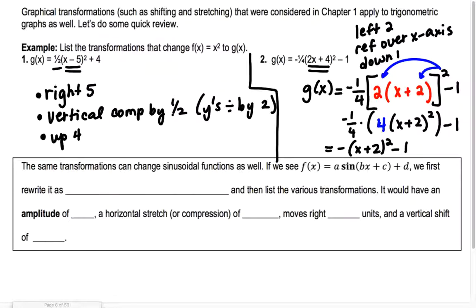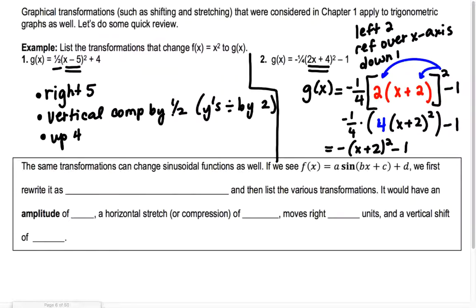Okay, so the reason we talk about that in Algebra 2 and also Precalc is because we use this when we talk about other functions as well. So sine and cosine, we have to do that. If you guys don't do that, you're going to get all your answers wrong. So we have to pull out the common factor on the inside. Okay, so it says the same transformations can change sinusoidal functions as well. So this could be sine or cosine. It doesn't matter. Your parent function could be either starting at 0 or starting at 1, depending on if you have sine or cosine.